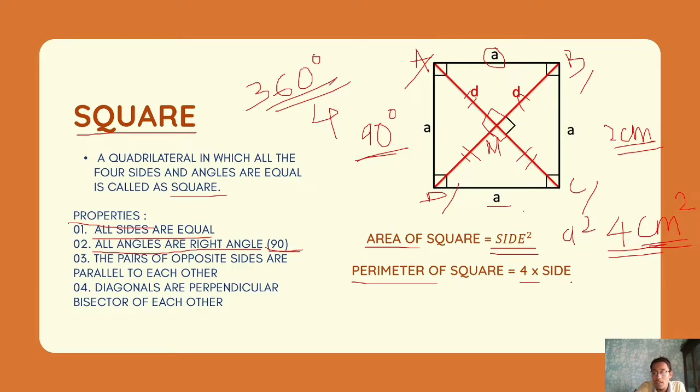Okay, so we can write the formula as 4 into side. So here the side is equal to 2 centimeter. So 4 into 2, that is 8. So what is the perimeter in this case? It is 8 centimeter. Okay, remember this.